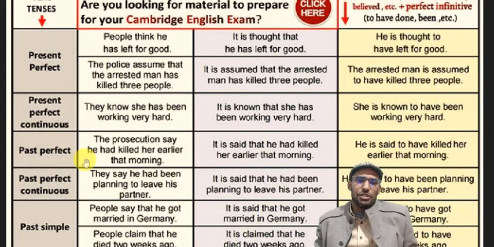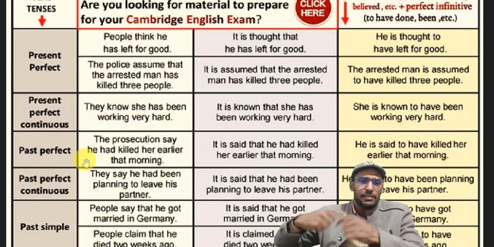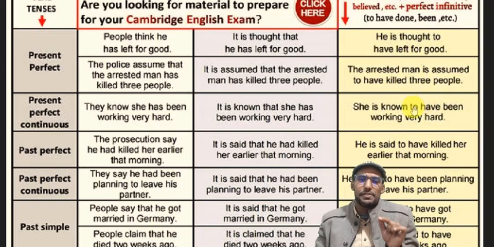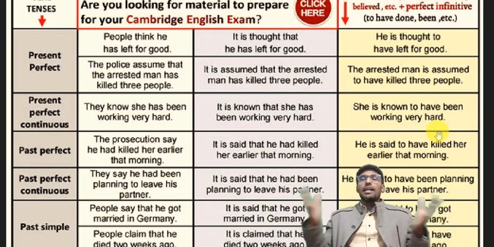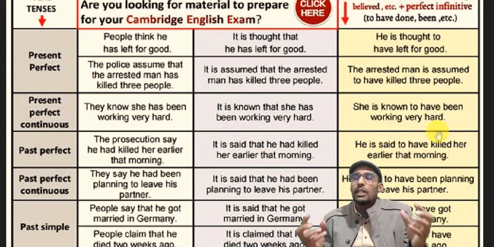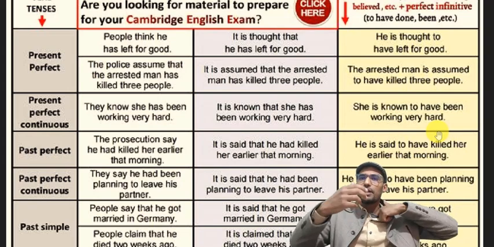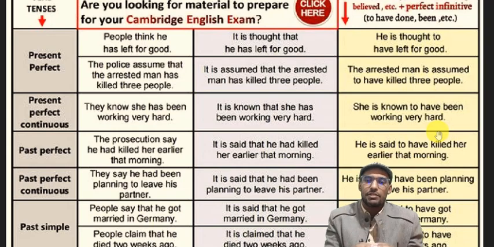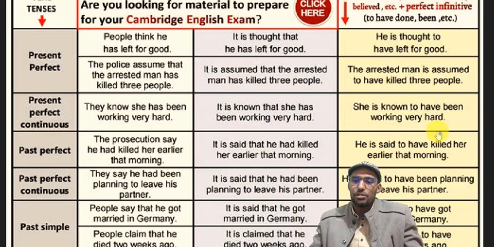Present perfect continuous: they know she has been working. Has been, this is present perfect, and working is continuous, right? So it becomes what? She is known to have, right? The first verb again should be in the infinitive: to have been working. So guys, in general, we have to keep the second verb in the same form. The only change is that the first verb, like an auxiliary, for instance to be, to have, or whatever, should be put in the infinitive, right? And then we keep the same construction, be it a perfect construction or perfect continuous or whatever, right?